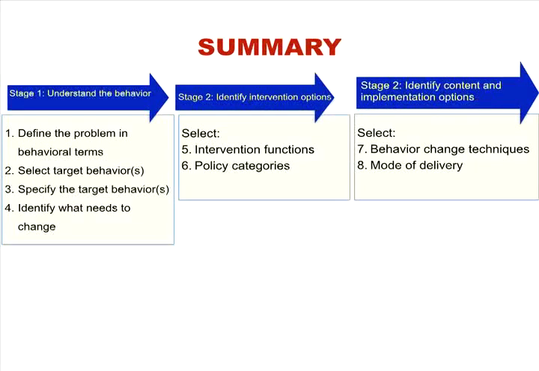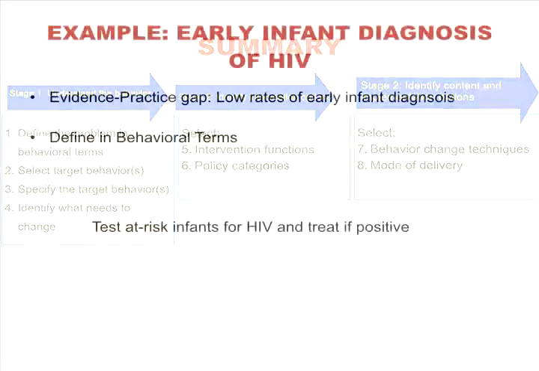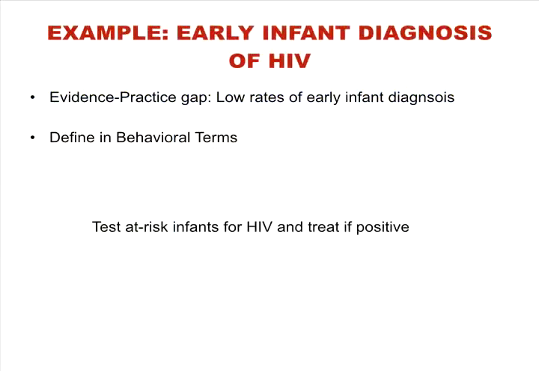And so what is the evidence practice gap here? I wrote low rates of early infant diagnosis. So before getting into it, how would you define this in behavioral terms? What do you actually want people to do to increase rates of early infant diagnosis? I just wrote they need to test at-risk infants for HIV, and then they need to treat them if they're positive. That's kind of what you want them to do.